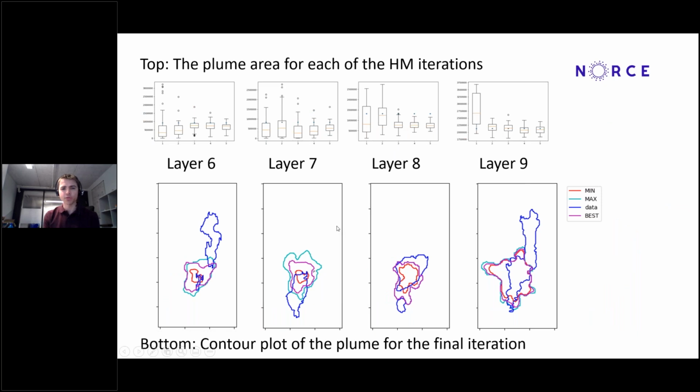So now we move on to the top layers. Again, if you start on the top, on the plume areas, we see how the history matching algorithm works. It's able to match the area. But since we are not matching against the plume outline, we see that there is quite a large discrepancy. We can see this especially for layer 6 and layer 9.